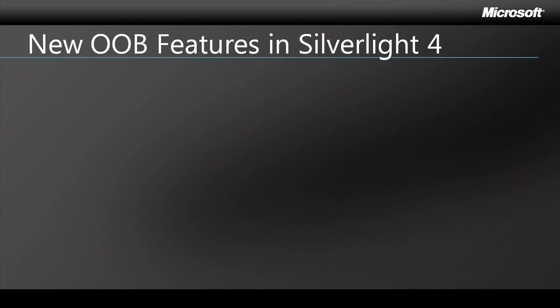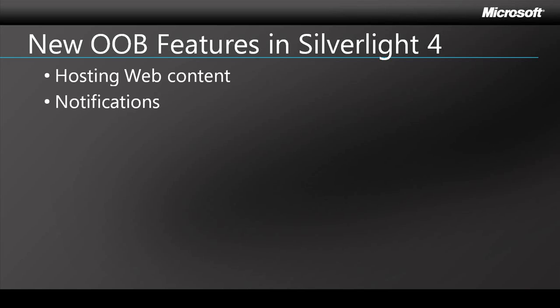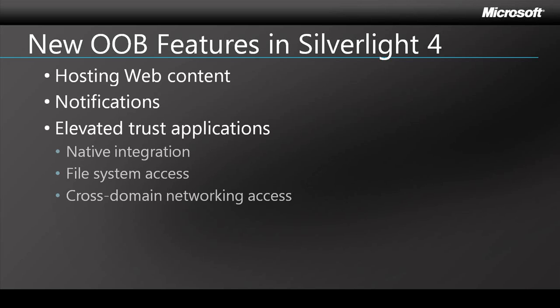Out of browser was first introduced in Silverlight 3, and initially, the focus was simply on running Silverlight outside the browser chrome. With Silverlight 4, out of browser applications can take advantage of several features that distinguish them from traditional in browser apps. I'll demo web content hosting, tray notifications, and several features supported by elevated trust applications.